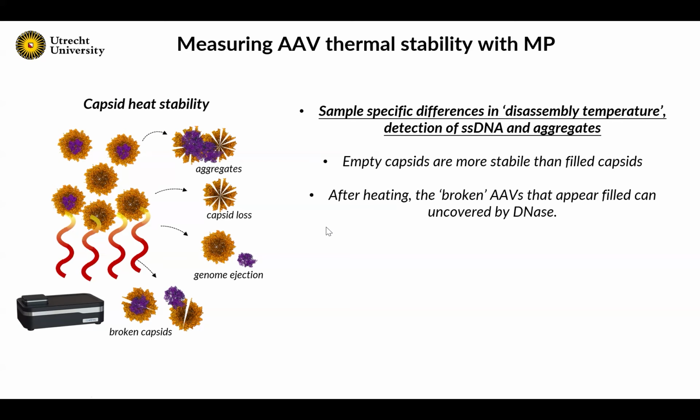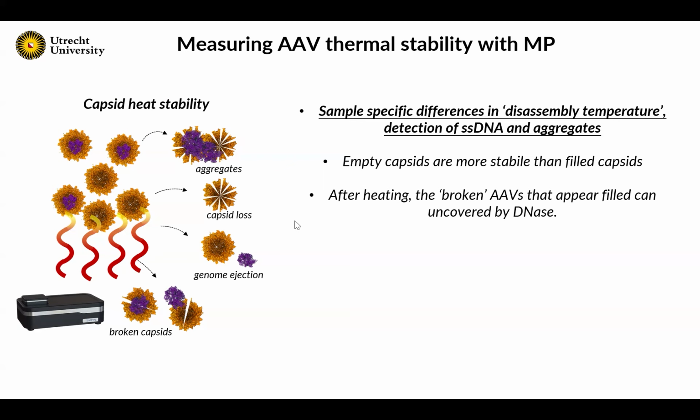But more in general, what we could see is that empty capsids appear to be more stable than filled capsids. And after heating, there can be a population of AAVs, presumably filled AAVs, which have the same mass as a filled AAV, but in fact are actually broken, and the genome is accessible to the outside to, for instance, DNase. And this can already happen at a quite low temperature, as we saw in one case.